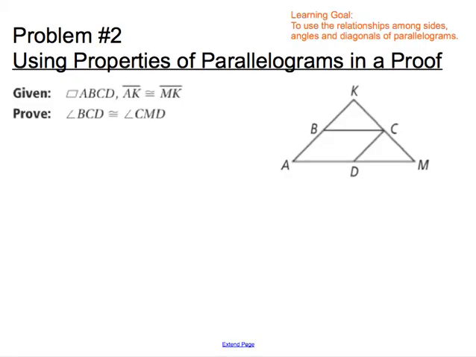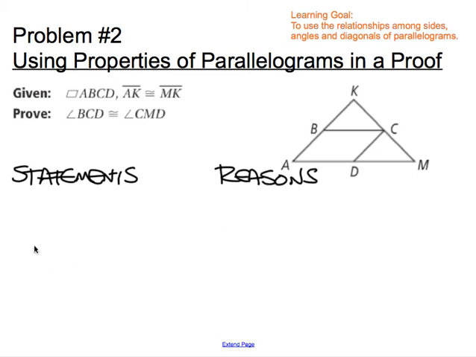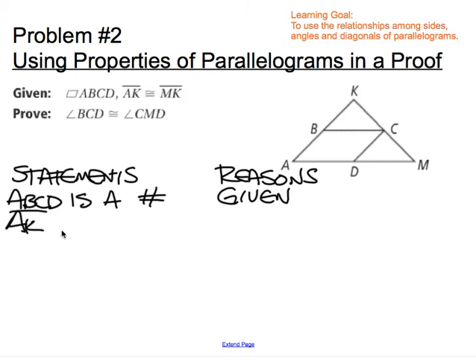So I'm going to start this as a two-column proof. Again, I have statements and reasons. And here again, I'm going to start with my given information. The first thing I'm given is that ABCD is a parallelogram. That's given to me, and that means a lot of things, but I'm also given that AK is congruent to MK. So two pieces of given information.